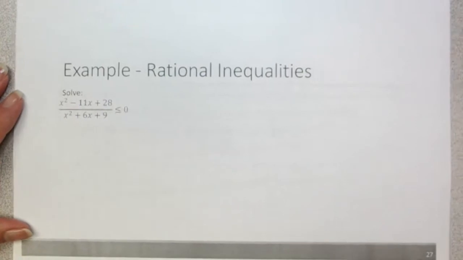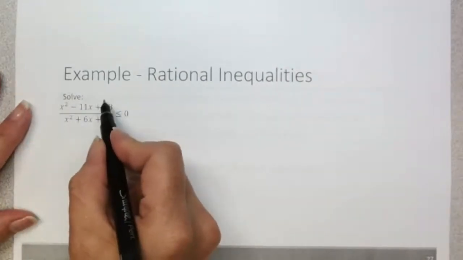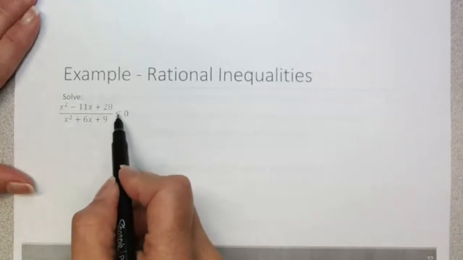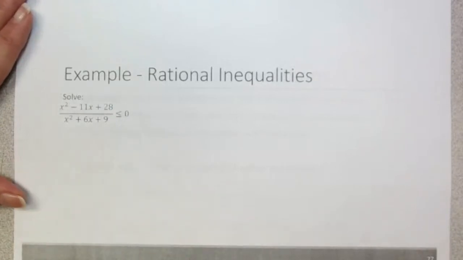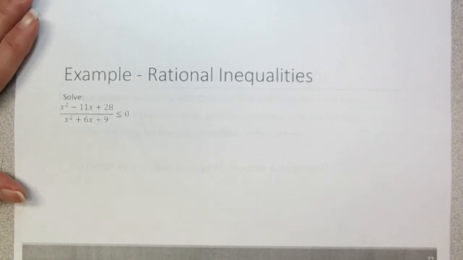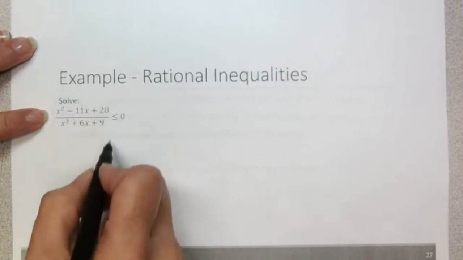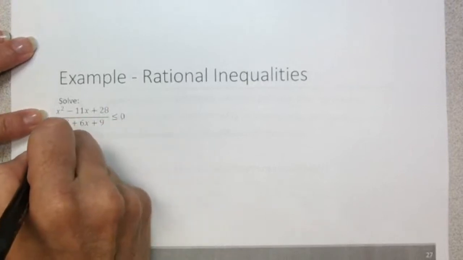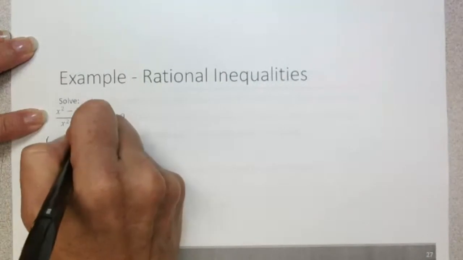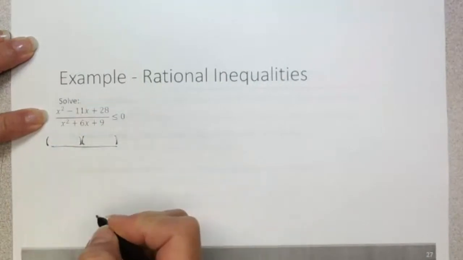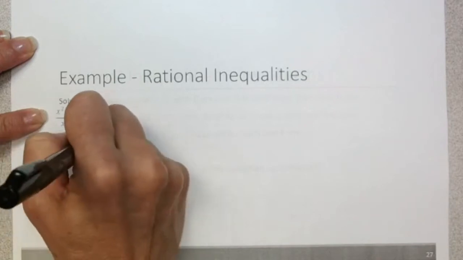This is still the first type of inequality. We have one term. It's a rather complex term, but it's still one term, and it's less than or equal to 0. This is going to be much easier to deal with if we factor it. So let's go ahead and factor the numerator and the denominator first. When we factor it, that numerator is going to factor into x minus 4 times x minus 7.